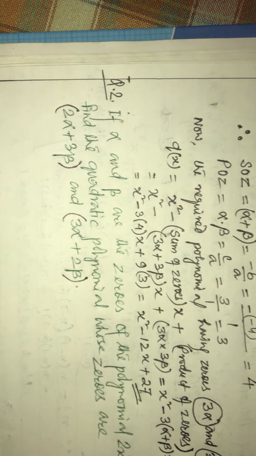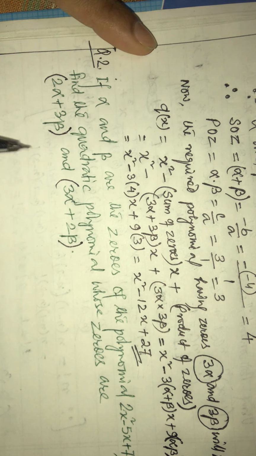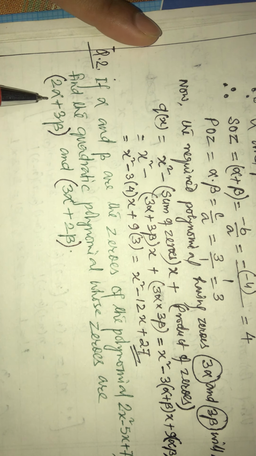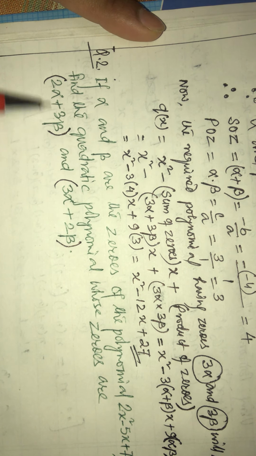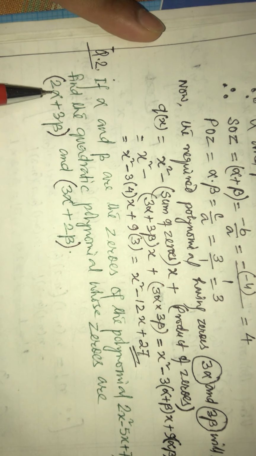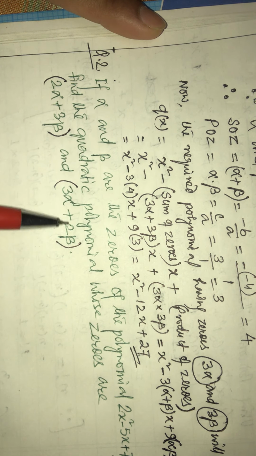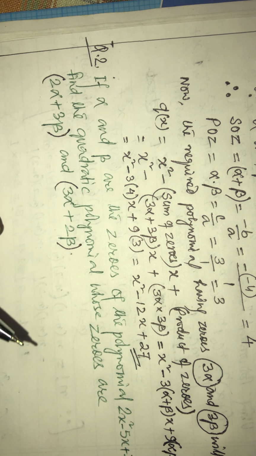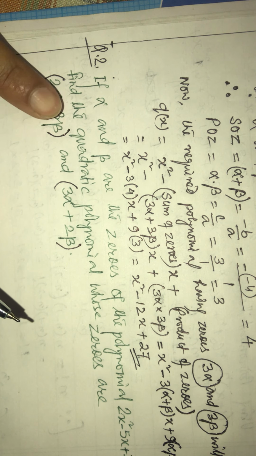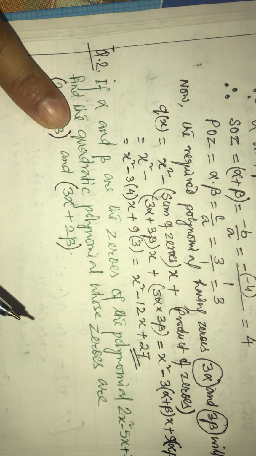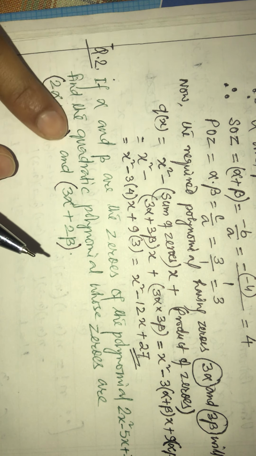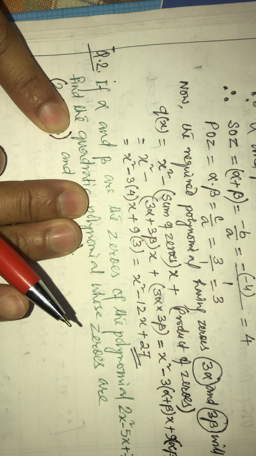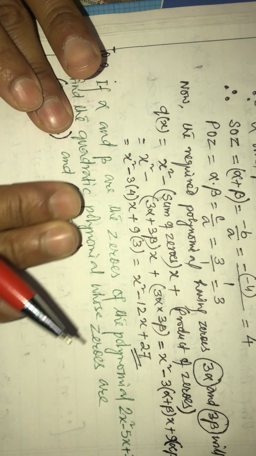Okay, but in this question, unlike number 1, one zero is 2 alpha plus 3 beta, which means it's a combination of alpha and beta. We can say it's a mixture of alpha and beta. That means this is one zero and this is another zero. So we can assume this whole thing as alpha and this one as beta. Okay, so this is completely one zero, and this is another zero.